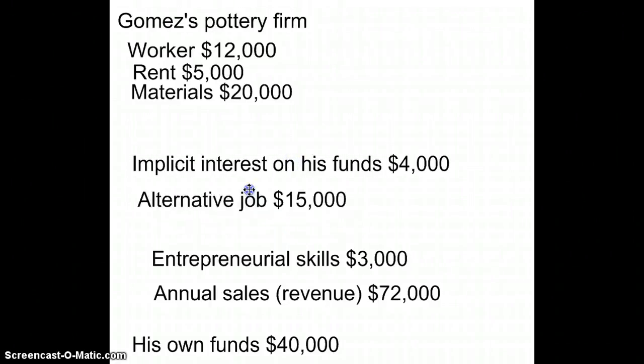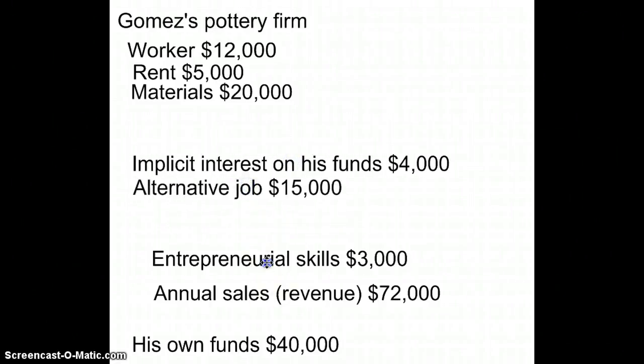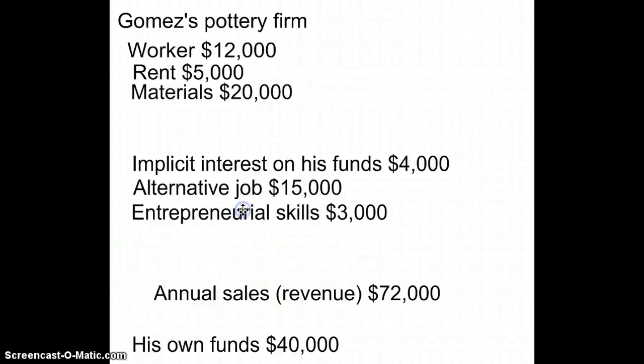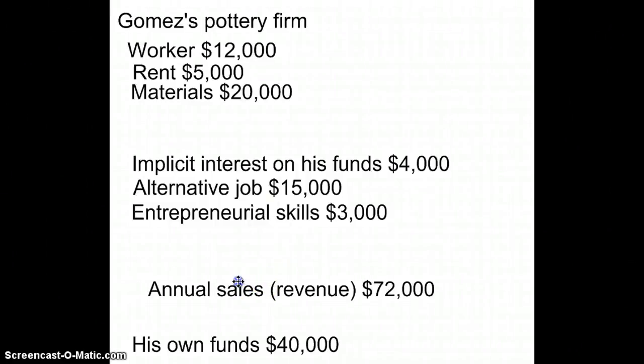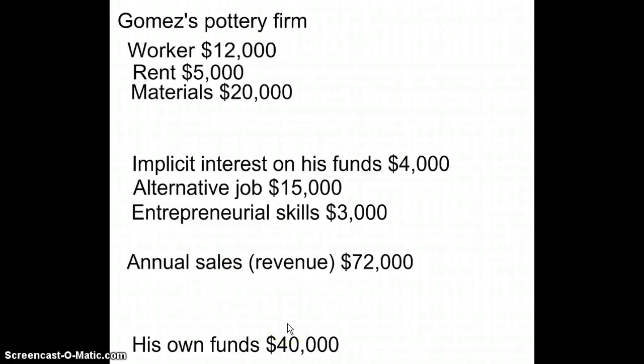His alternative job would also be an implicit cost, and his entrepreneurial skills. Now this is kind of strange to be breaking these into two separate pieces, but we're going to include both what he could have earned elsewhere and the value of his entrepreneurship in calculating his implicit costs. And then of course his revenues are $72,000.